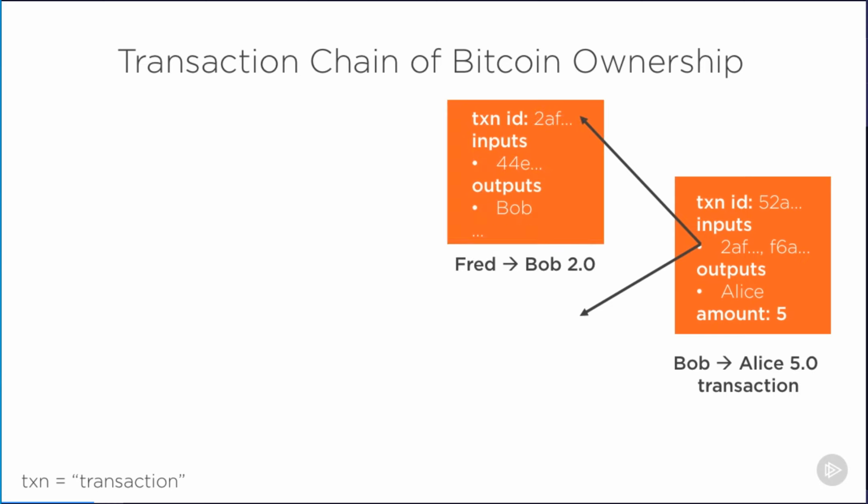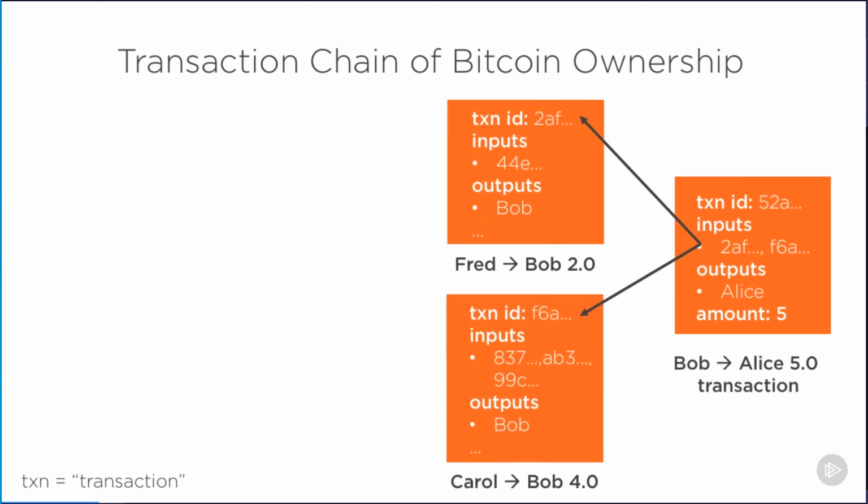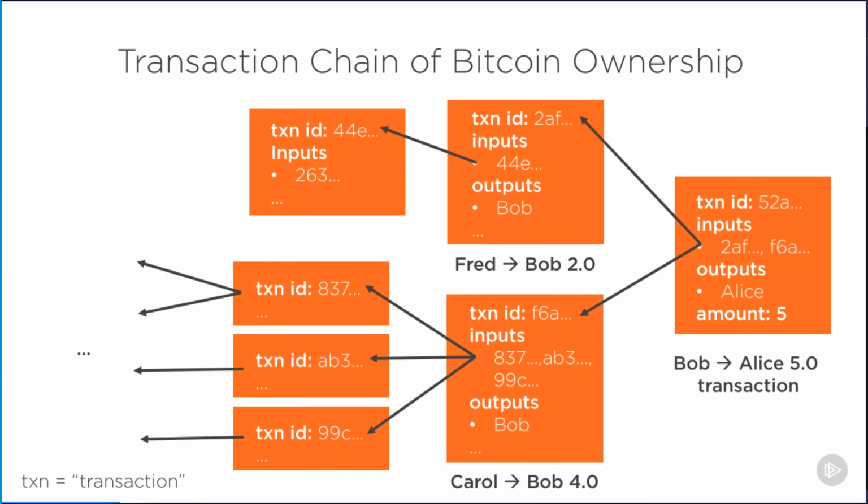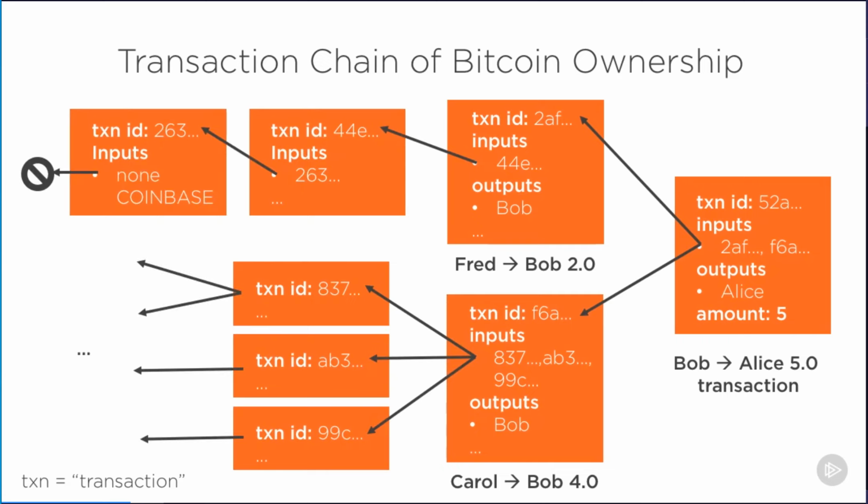To spend 5 Bitcoins, Bob's transaction must source one or more previous transactions that have sent him 5 Bitcoins. And those transactions must in turn source other transactions all the way back to special coinbase transactions that have no inputs where money is effectively created. More on these later. In this way, transactions form an ownership chain.